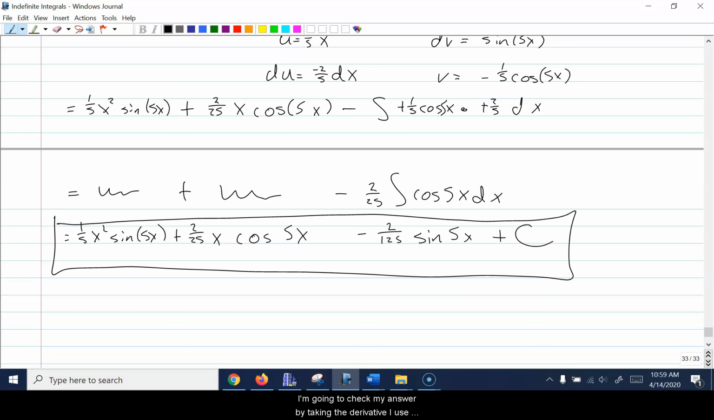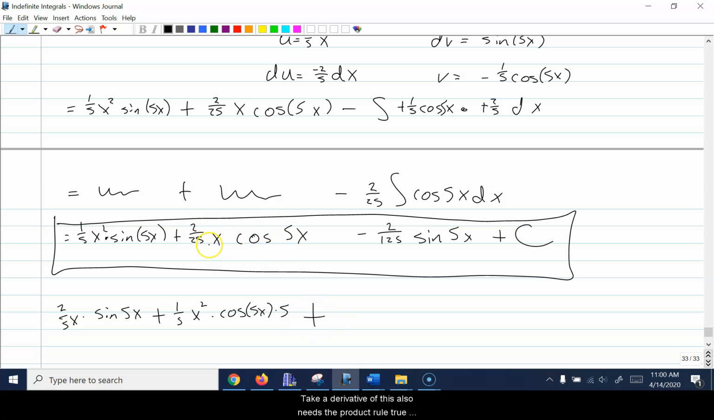I'm going to check my answer by taking the derivative. I used parts, so I'm expecting I need a product rule. Sure enough, I do need a product rule. Derivative of the first is 2/5 x. Leave the second part alone. Plus, leave the first part alone, 1/5 x squared times the derivative of the second part. Derivative of sine is cosine, cosine 5x times 5.